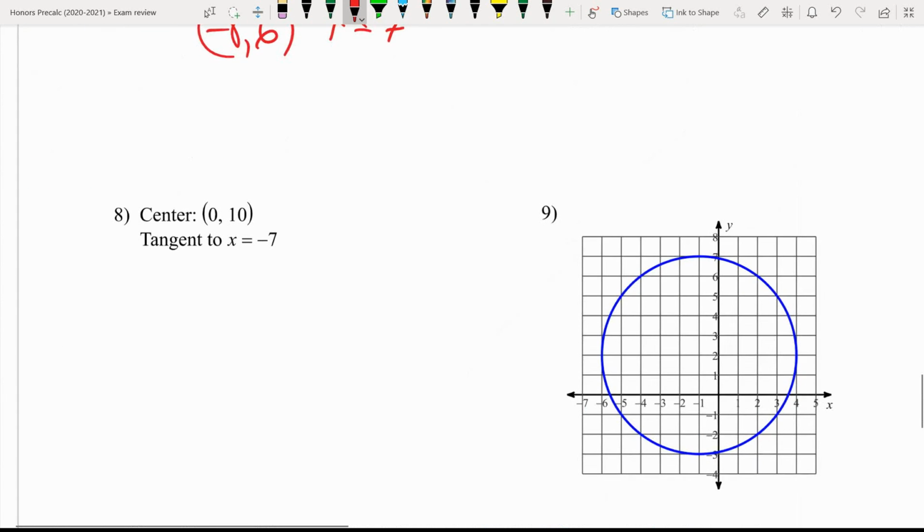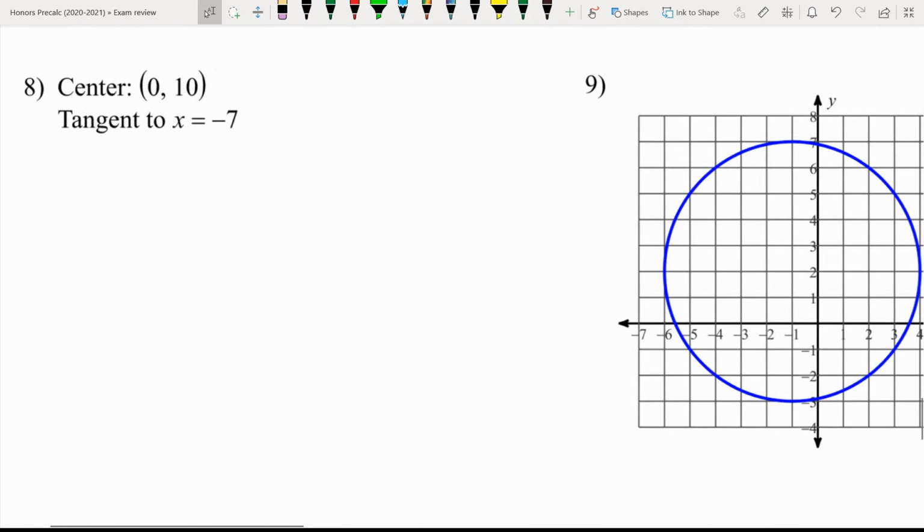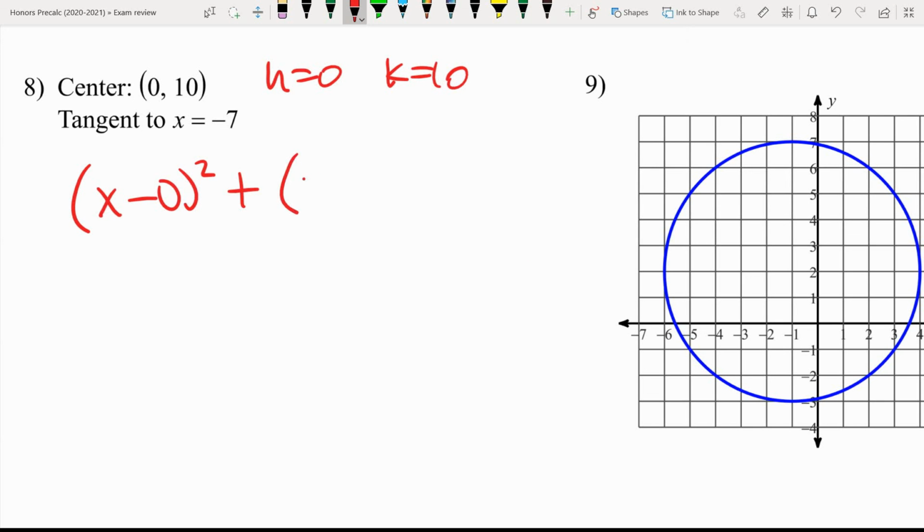Then the other one here had to do with a tangent, so it's a little bit different. You're given the center, though, so that makes it easy, right? Your h is 0, your k is 10, so you know this much already. x minus 0 squared plus y minus 10 squared equals some r squared. So we just got to figure out what r is, okay? And we're told it's tangent to x equals negative 7. So this is where it helps to graph it out, okay?